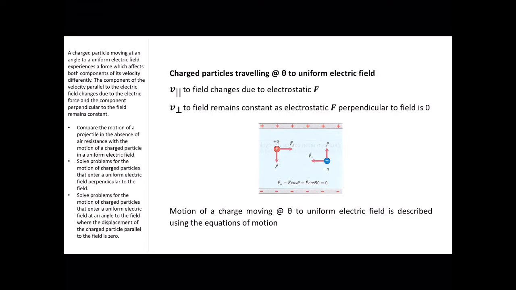In Stage 2 physics, you're expected to be able to compare the motion of a projectile in the absence of air resistance with the motion of a charged particle in a uniform electric field. So both of these types of motion are analogous in terms of how you work them out.